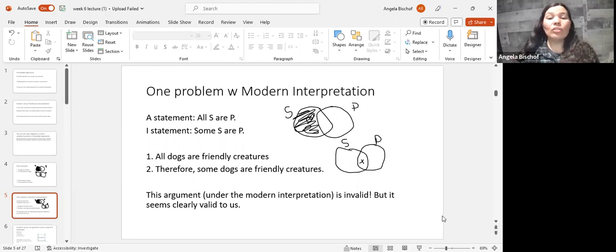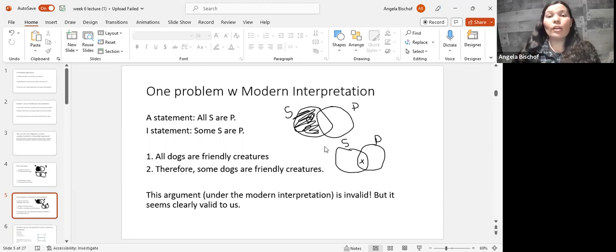But under the modern interpretation, this argument is invalid. Why? Because we look at the diagrams, we look at our conclusion and see there's an X in the middle. So I go look to my premise to see if there's an X in the middle, and there's not. Since the premise does not contain that conclusion, this argument is invalid. But to us, when we're looking at the semantics, it seems so clearly valid.